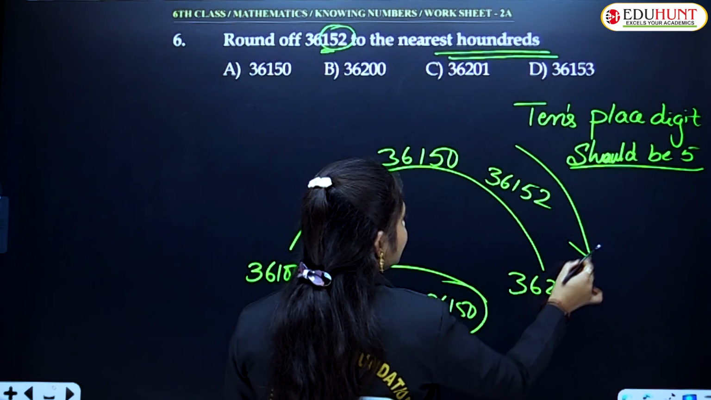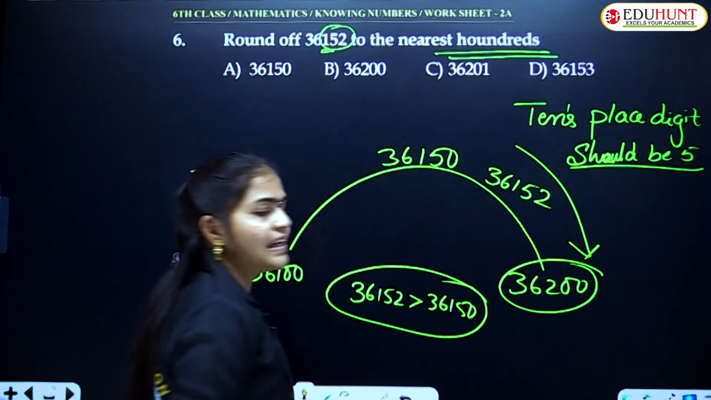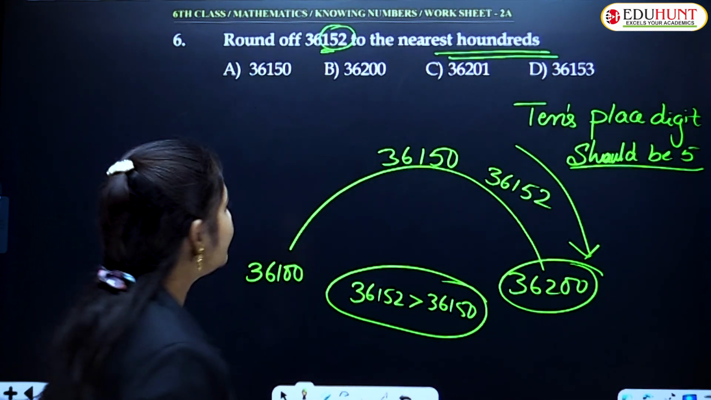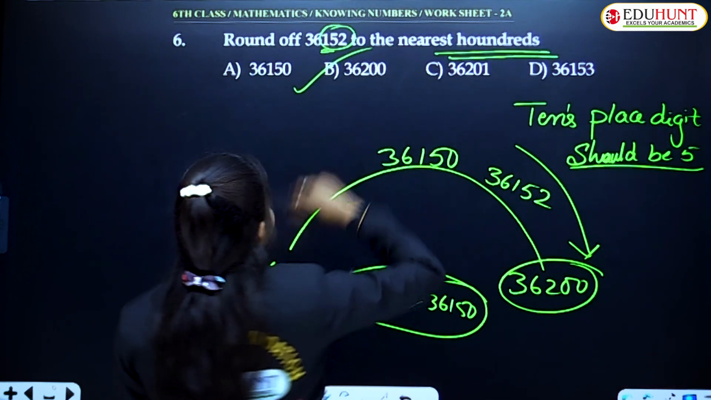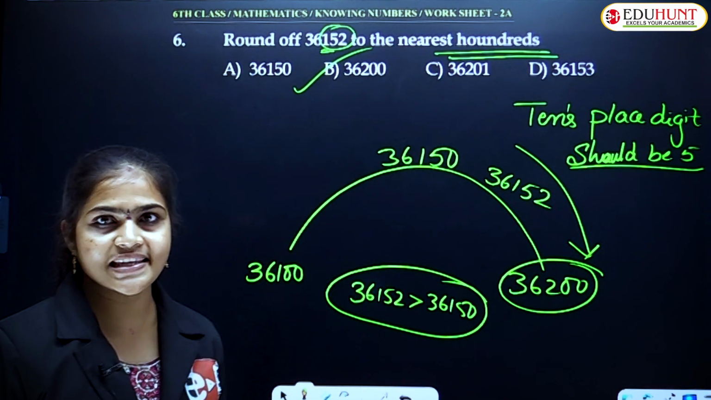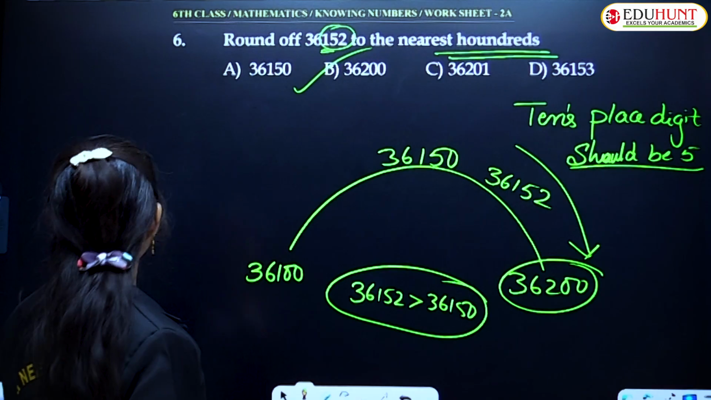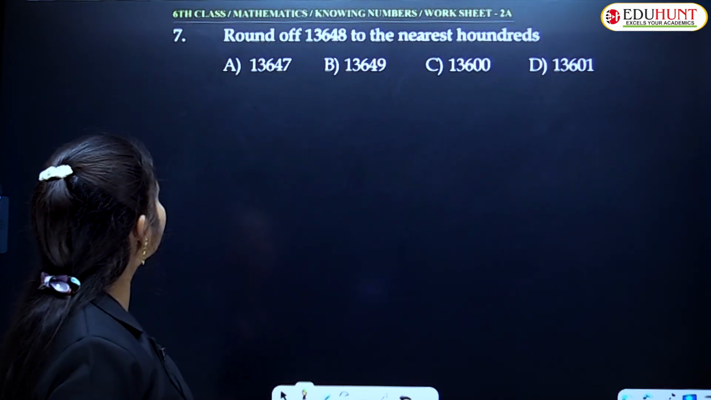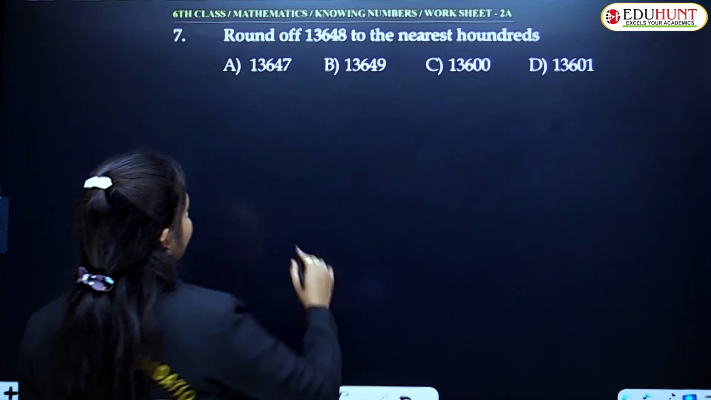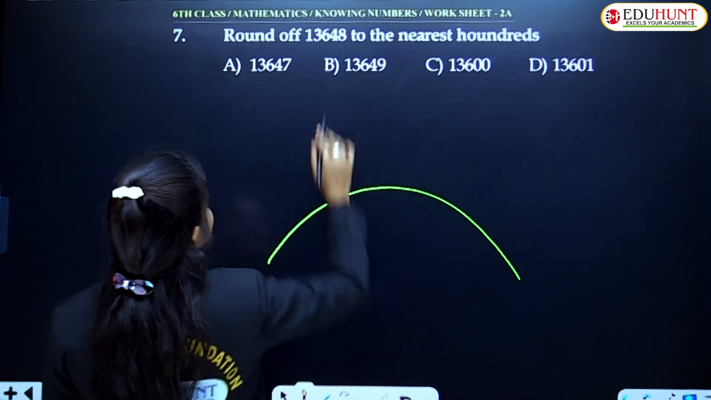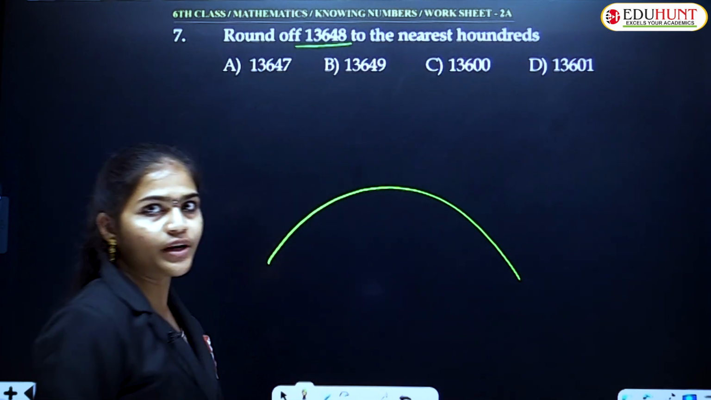As per this condition, that number is nearer to which value here? We just have to go in the forward direction. Then the answer is 36,200. So which option is correct here? Option B is correct. Understood? Yes. Let us see the next, the 7th one. This is also nearest hundreds only. Next, 13,648.